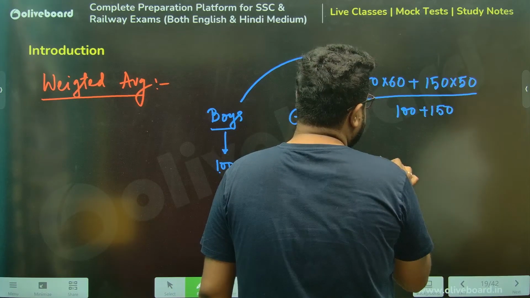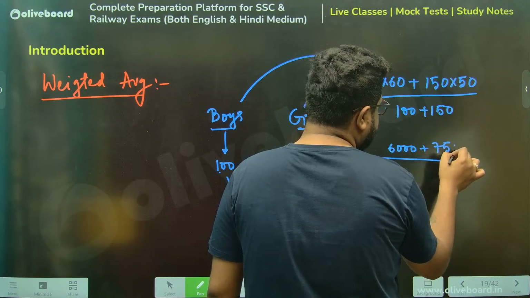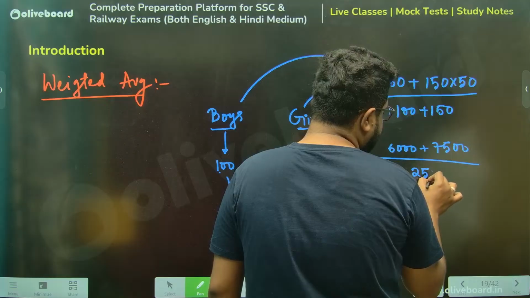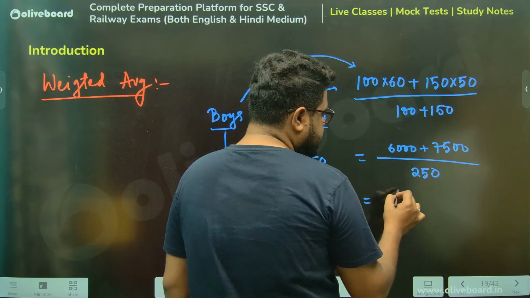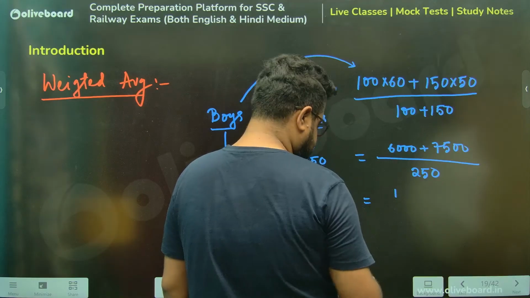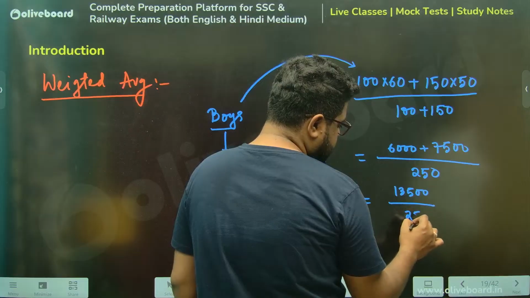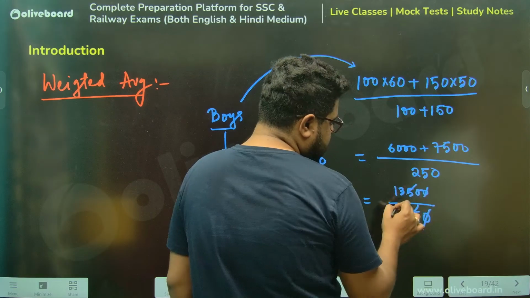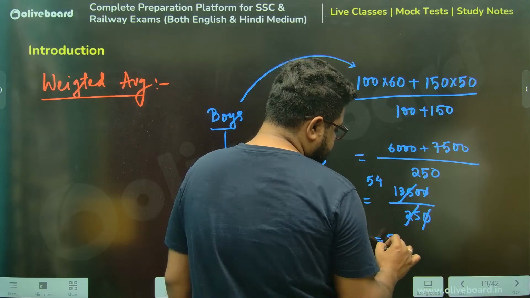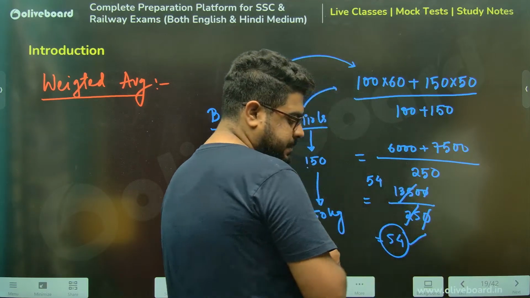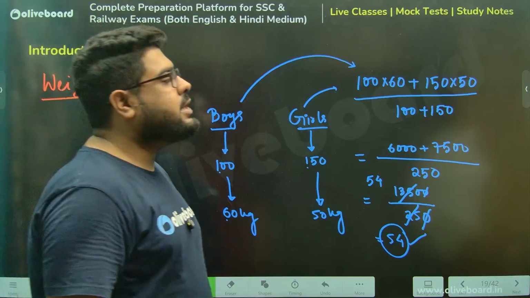So if you calculate this, you will get 6,000 plus 7,500 divided by 250. Sorry, 250. So this will be 6 and 7, 13,500 by 250. 25, 25, 25, 5s are 125, 4s are this. So my value comes out to be 54 kg. 54 kg I get. But sir, we can do this in a much shorter manner as well.